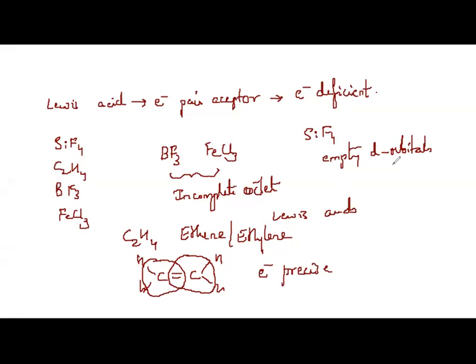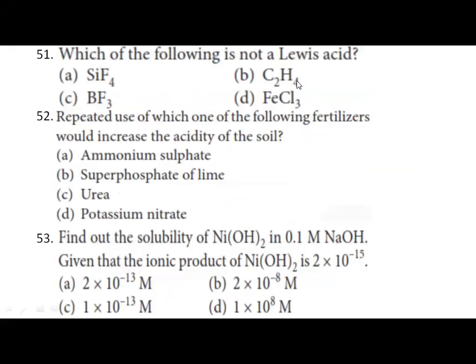You may say silicon also belongs to the carbon family, but unlike carbon, silicon has what? Empty d orbitals. So it can take the electrons. Carbon does not have empty d orbitals. Therefore, which is not a Lewis acid? It is C2H4, which is not a Lewis acid.